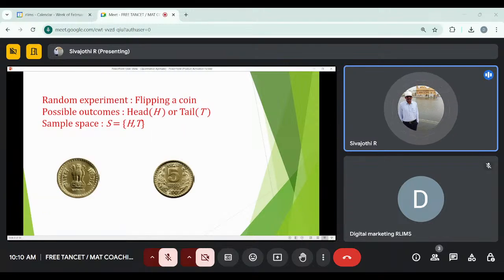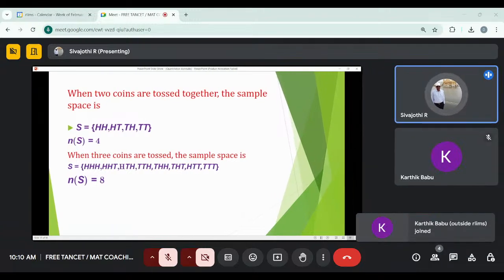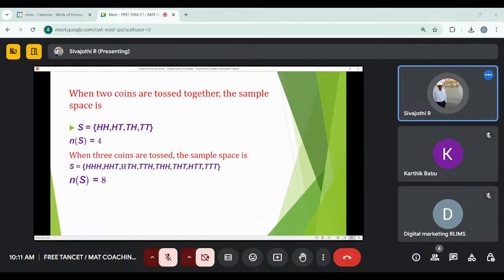In the same manner, we may go for a coin. The sample space is head and tail. If you toss a single coin, we may get head or tail. If you toss two coins, we may get head-head, head-tail, tail-head, tail-tail, so n(S) is equal to 4. In the same manner, for three coins the sample space is 8. So this is how to find it for a coin.